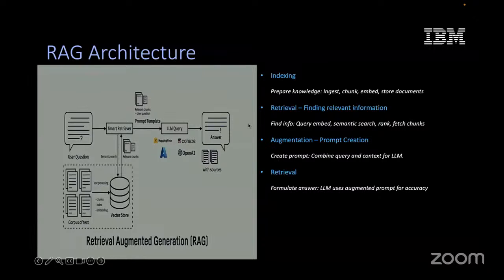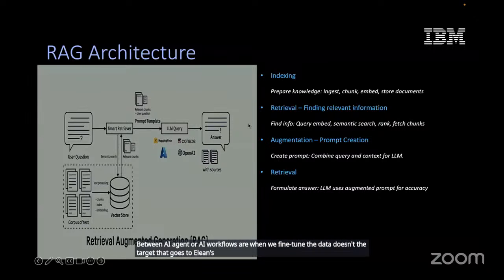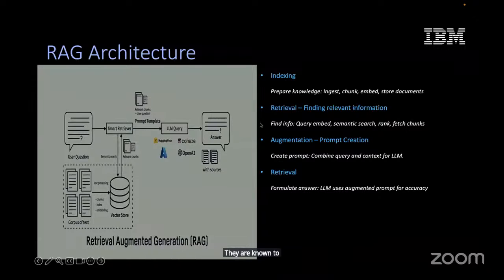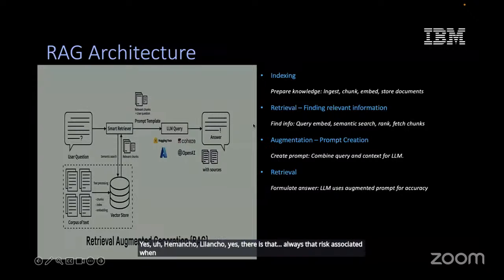Okay, confusion between AI agents or AI workflows: when we fine-tune the data, doesn't the private data go to the LLM's company? I heard not to give company code to the LLM, ChatGPT, for debugging. Yes, Himanshu, there is always that risk associated when you train an LLM.